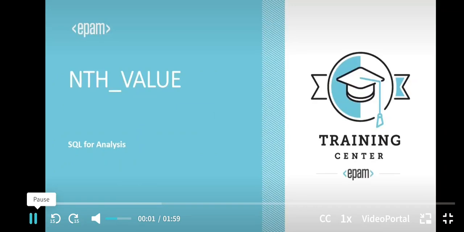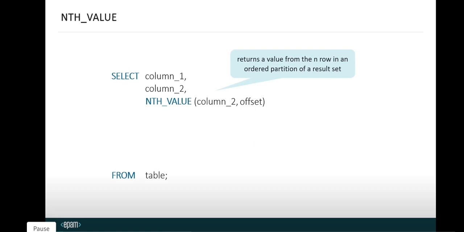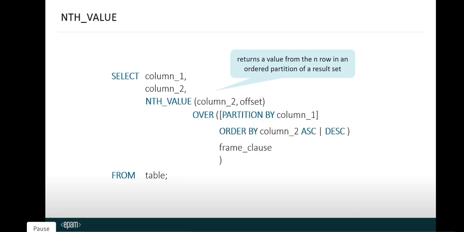Let's look at another function, Nth Value. This function returns the value of some column taken from the end row in the window frame, or null if there is no such row. The keyword OVER is followed by a window definition. The logic of this function is similar to that of the first and last value functions.